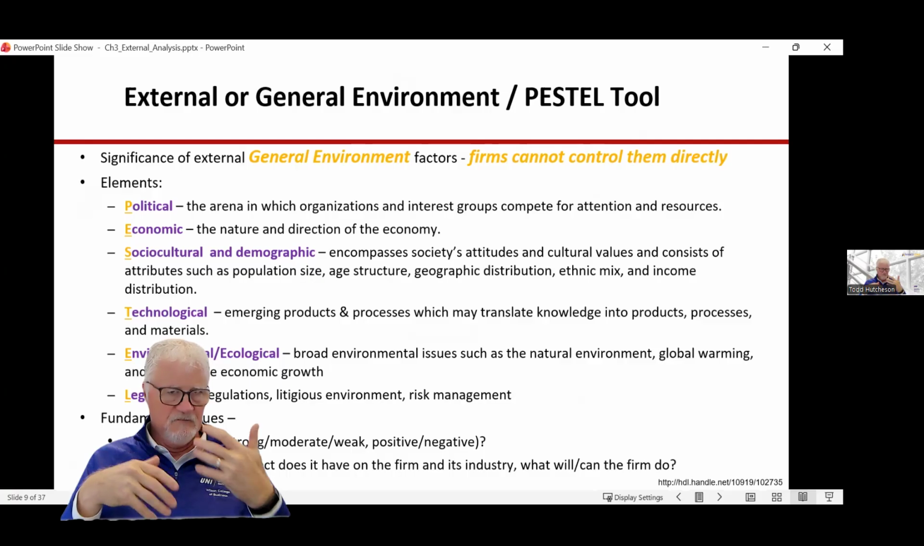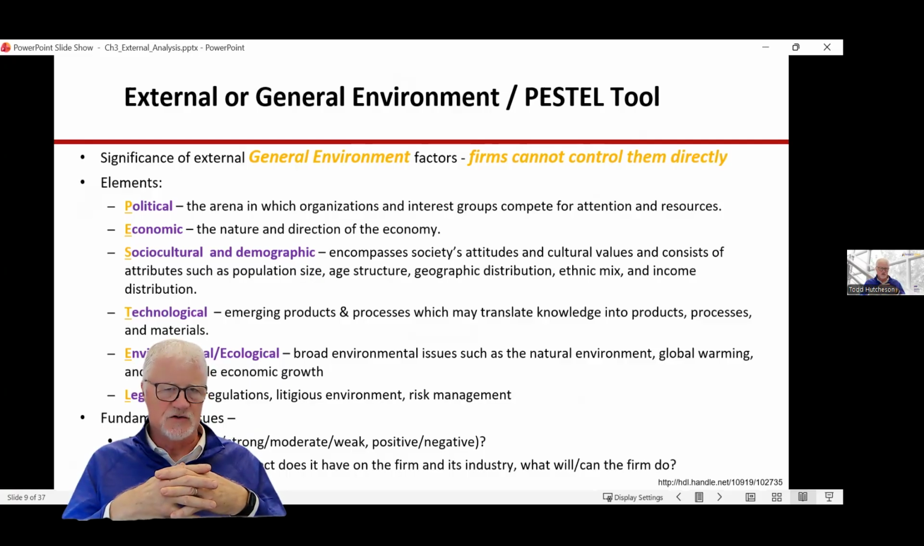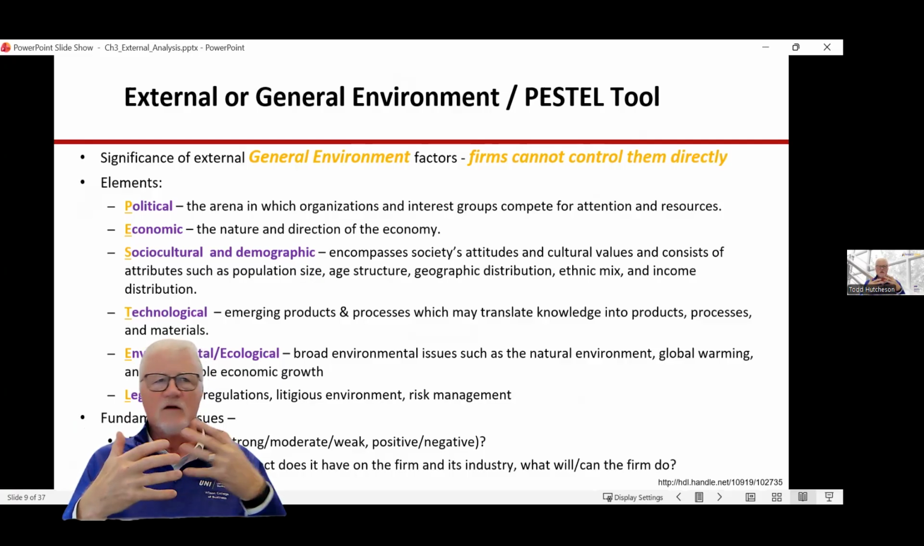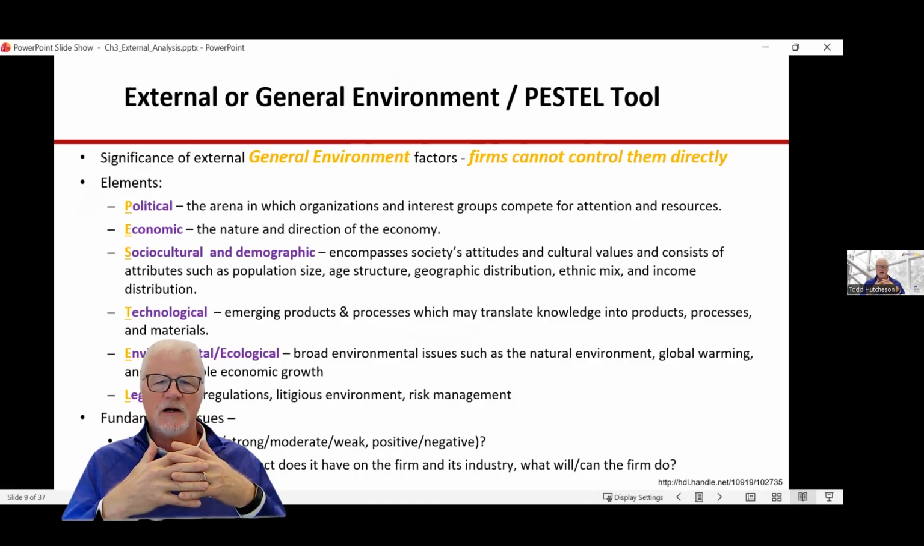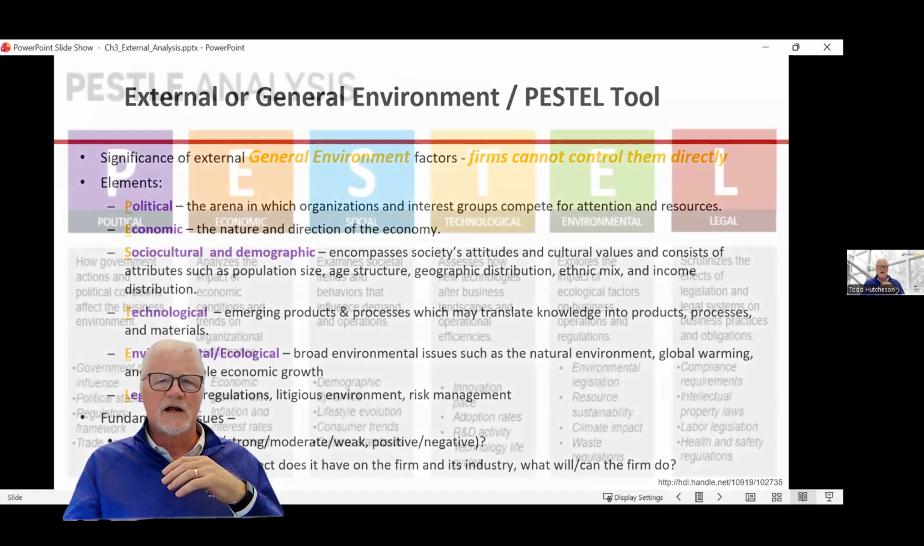So the implication of the strength of the factors is: what effect does it have on our firm and on our industry, and what can it do to help our business in that industry? So that's what we're going to take a look at.